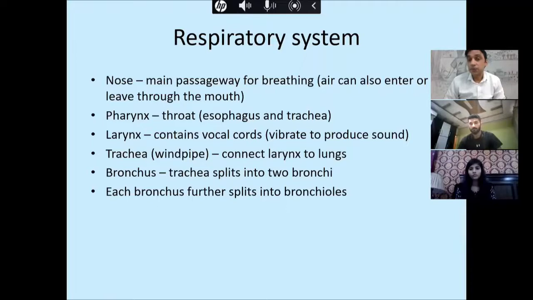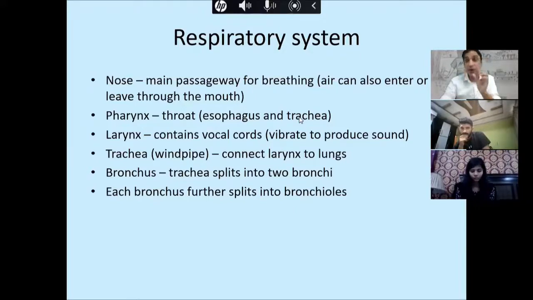And after that, the air enters into the first part, which is a common place called the pharynx. I told you pharynx is called throat. It has two openings of the two systems. The one is the esophagus. Esophagus takes the food to the stomach. The other is trachea, and trachea will take the oxygen and the other gases into the lungs.